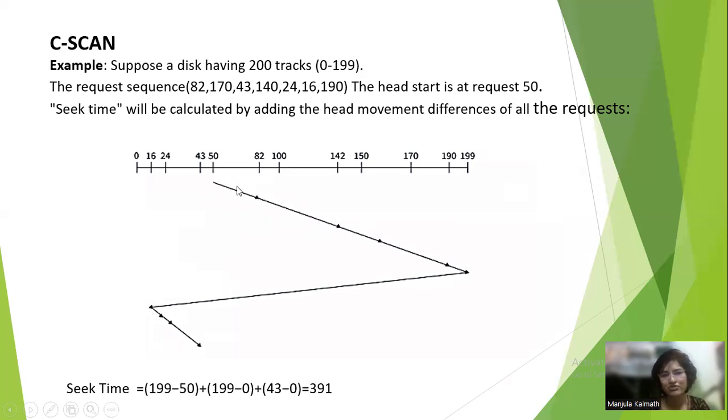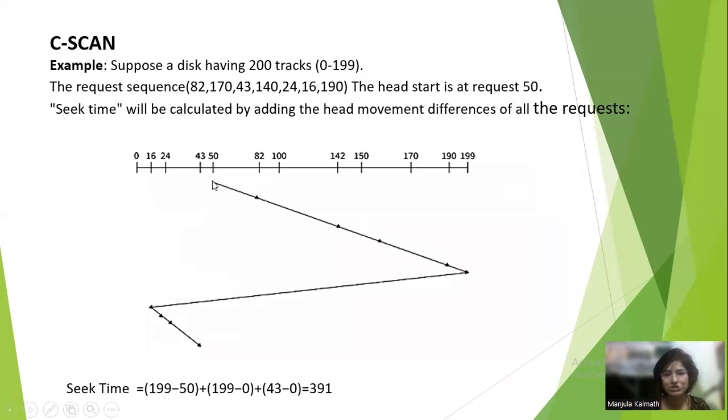So here we have requests on the way up to the rightmost position. Again from the rightmost position, when it is coming to the left, it cannot give any service. It goes directly to the initial position, and from there it goes on giving service for the remaining files. This is the C-scan, only in one direction.